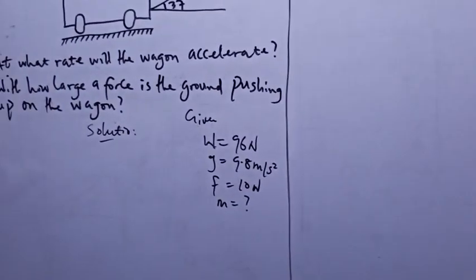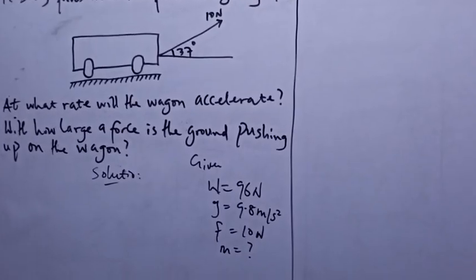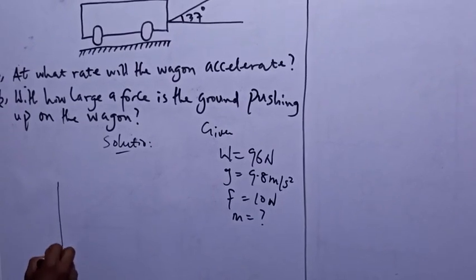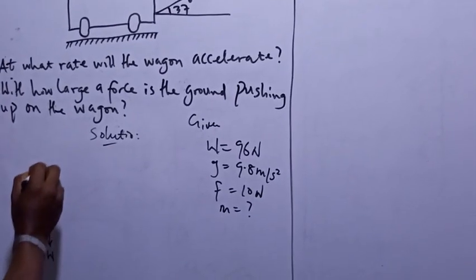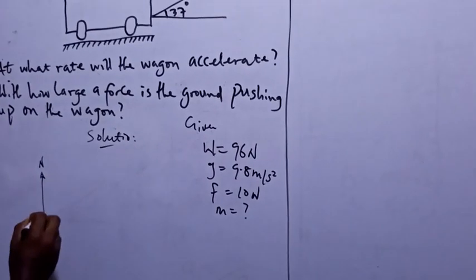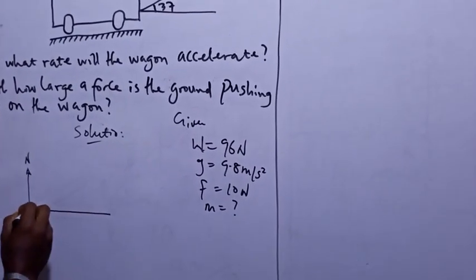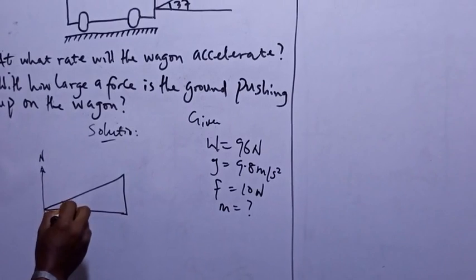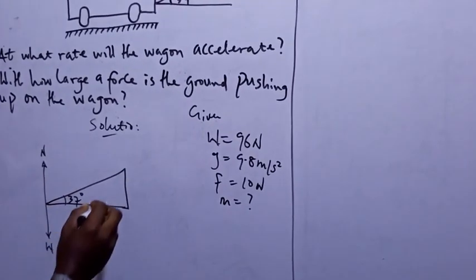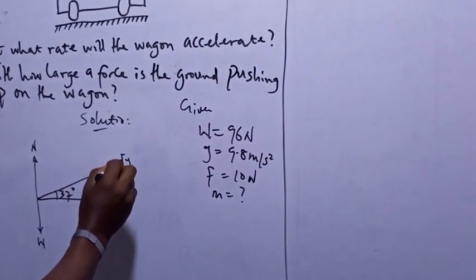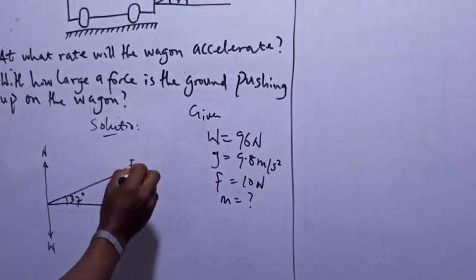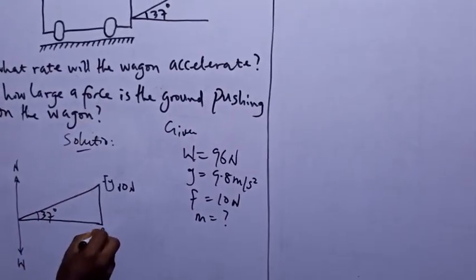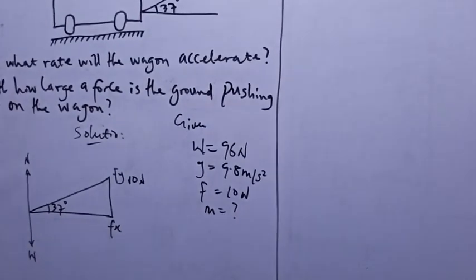Now, let's resolve the forces that are present in this body. We have here weight acting downward, and this is the normal force acting upward. Now, this pull here forms an angle of 37 degrees, and the force in the y direction is presented here, and we also have the force in the x direction.